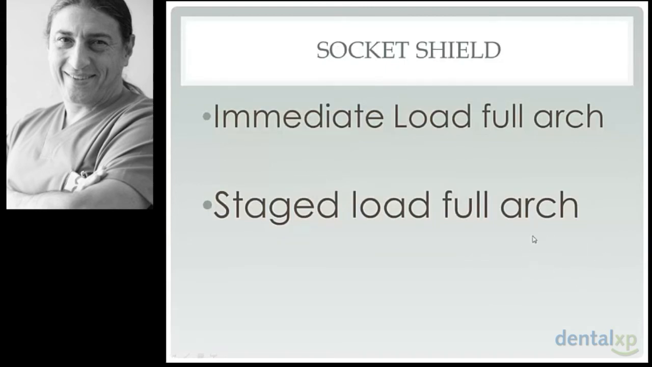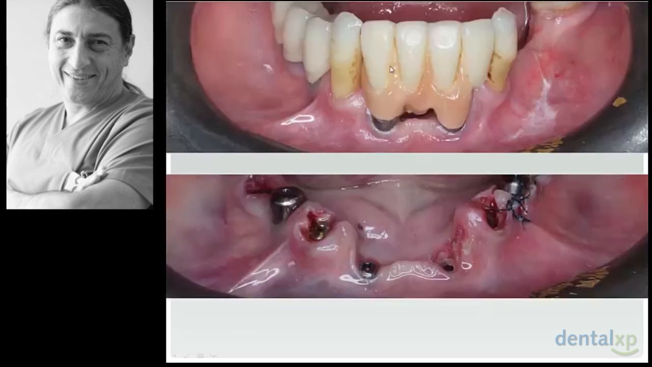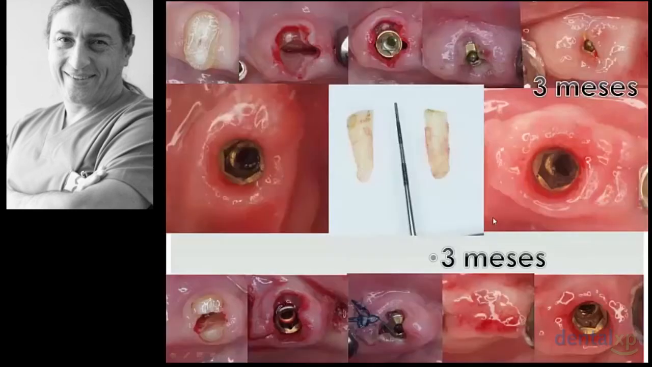So, we can do socket shield on different cases, in immediate load full arch or staged load full arch. In cases like this, we are going to put a full arch rehabilitation, but we have two nice canines that we are going to maintain. So we cut horizontally, we took the lingual part, put the implant, and we left it staged, not loaded. And after 3 months, this is what we found. On the other side, after 3 months, it was completely covered. But then we look for the implant, and this is the aspect of the socket shield implant.